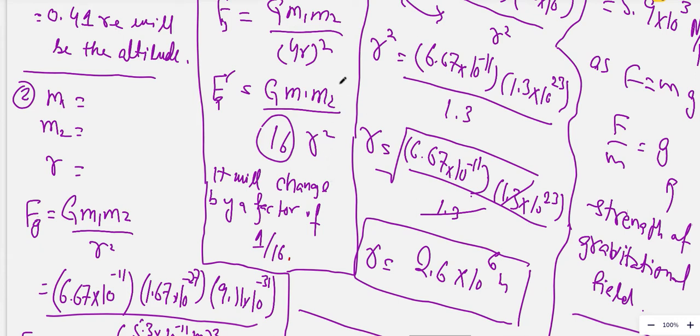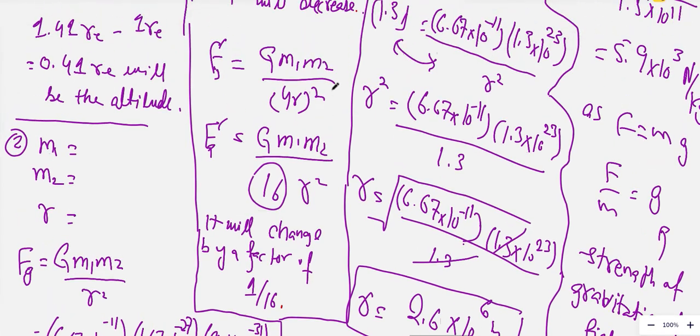Now you got it. Because we are increasing the radius 4 times and we are putting r as 4r square, and when we take the square of 4 we get 16.